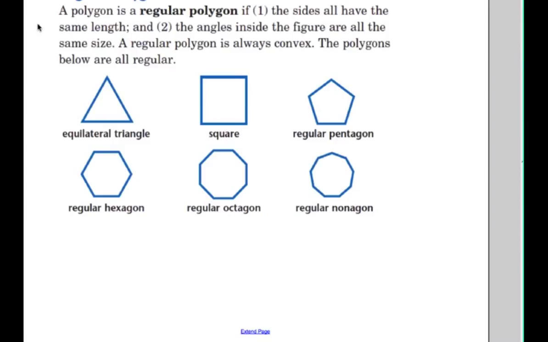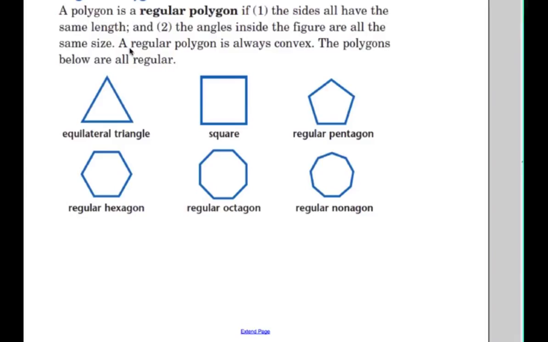And finally, there's a set of polygons that we call regular polygons, and this is really important for you to remember in 5th grade. We'll be working with regular polygons more often probably than you did in 4th grade. A polygon is a regular polygon if two things are true. One, the sides all have the same length, and two, the angles inside the figure are all the same size. So regular polygon means equal sides, equal angles. All of the sides of the shape are congruent, all of the angles in the shape are congruent.